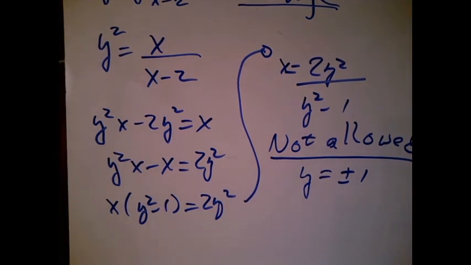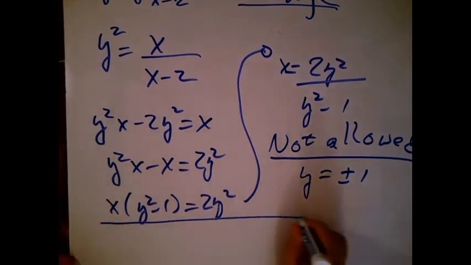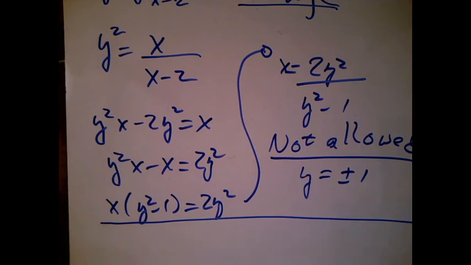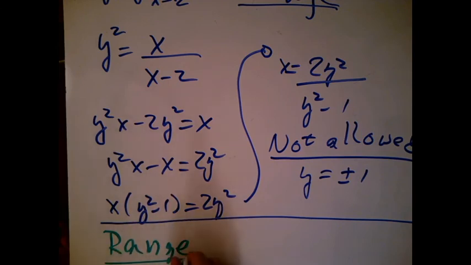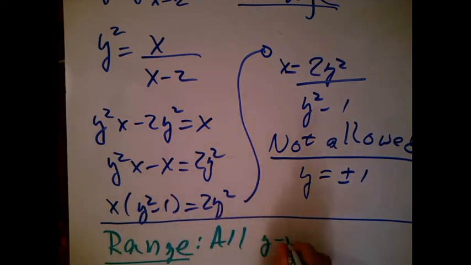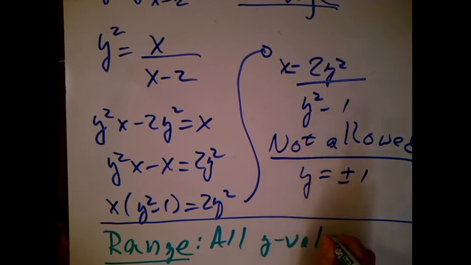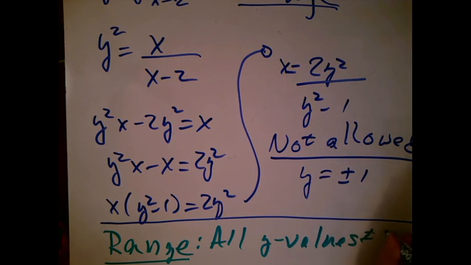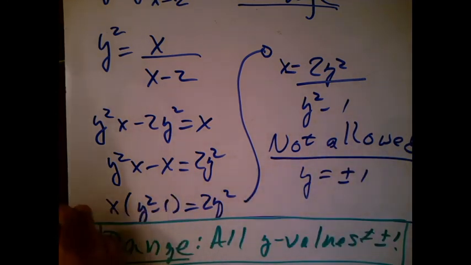And so if I'm going to try to draw a conclusion, we'll try to put it in a different color. I'll say range. Yeah, I can see that. All y values that are not equal to plus or minus 1. And put that in a green box. And we're done.